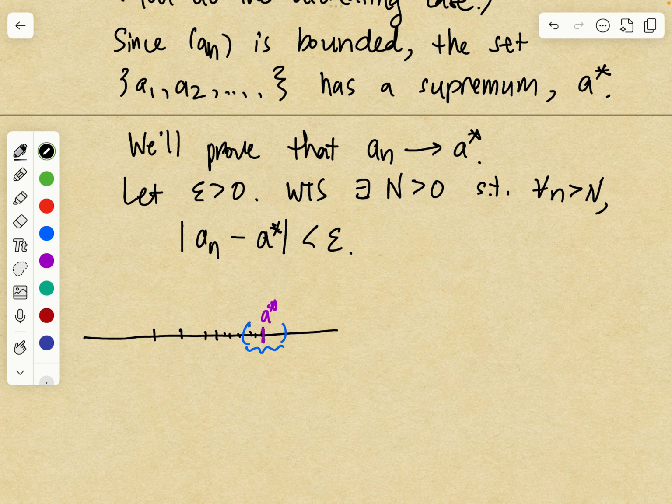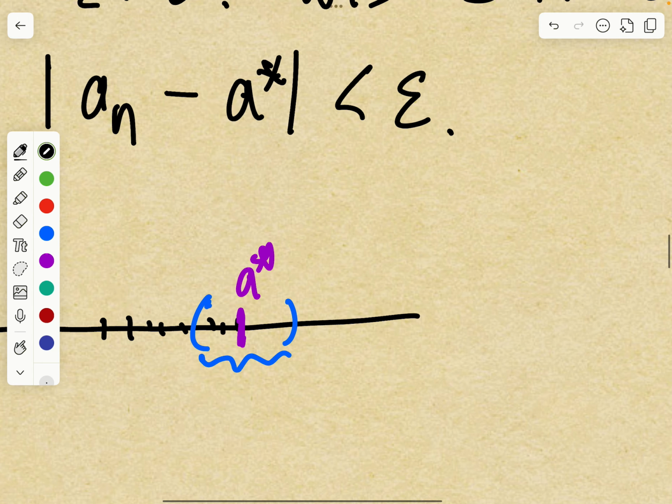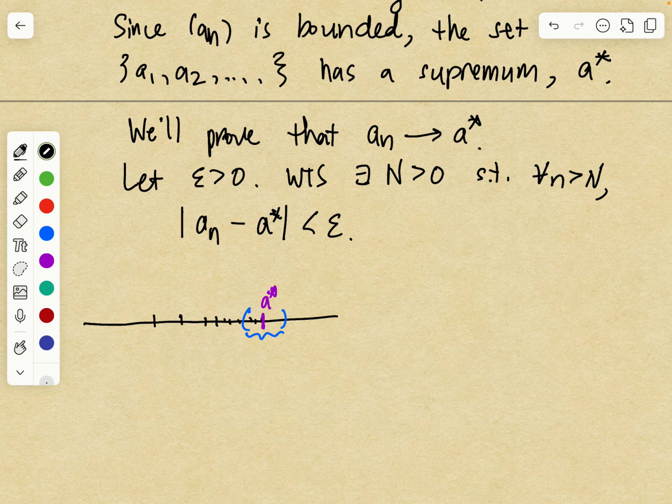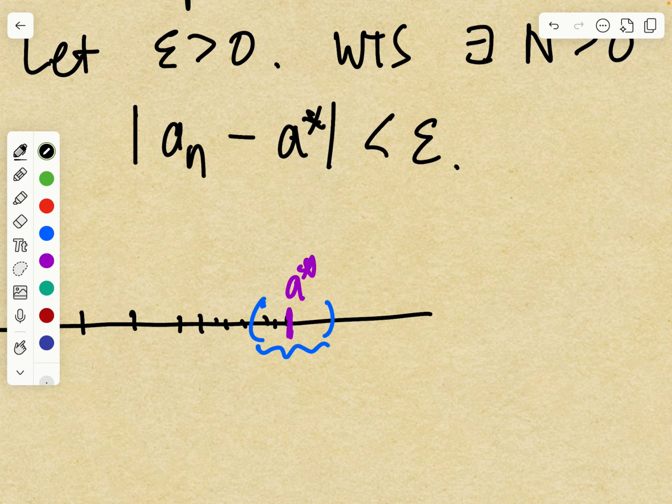So how do we know that there is even a point in this interval? How do we know there's a point in the sequence that's inside this interval? Well, this follows from the fact that A star is a least upper bound, right? So let's look at the point A star. So let's look at this number. That's A star minus epsilon, right? And this one is A star plus epsilon.